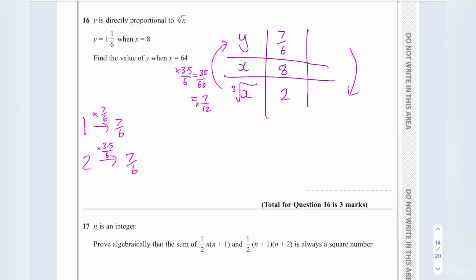Find the value of y when x is 64. So now we put in 64. The cube root of 64 is 4. 4 times by 7/12, well, that is equal to 28 over 12, which is 14 over 6, which is 7 over 3. Any of those answers, because it doesn't ask you to simplify, would be fine, and also 2.3 recurring is also fine.